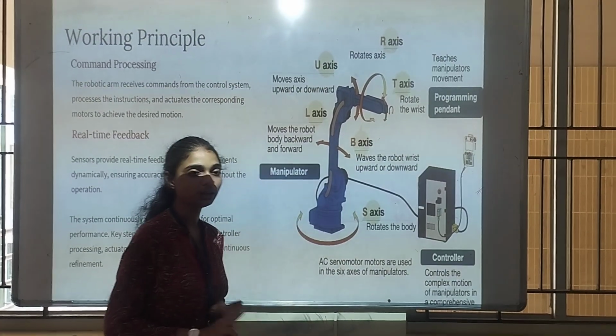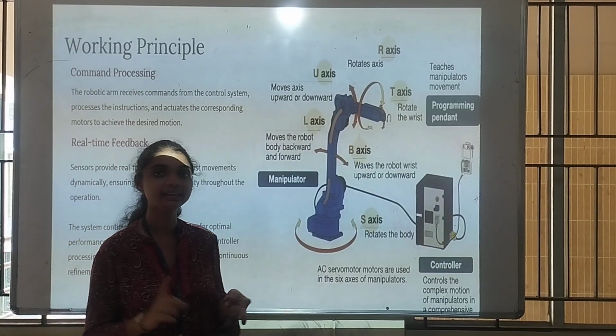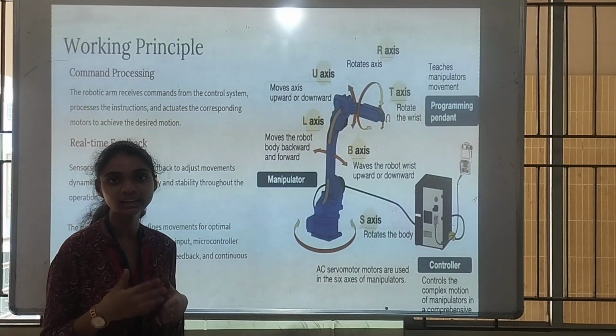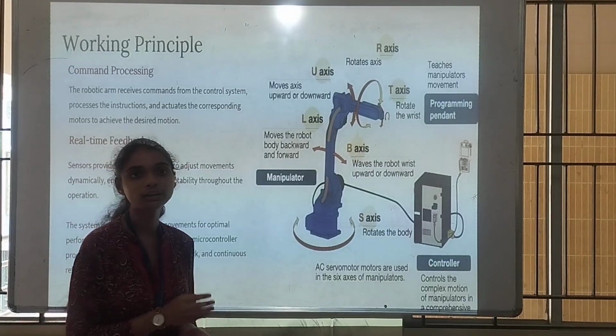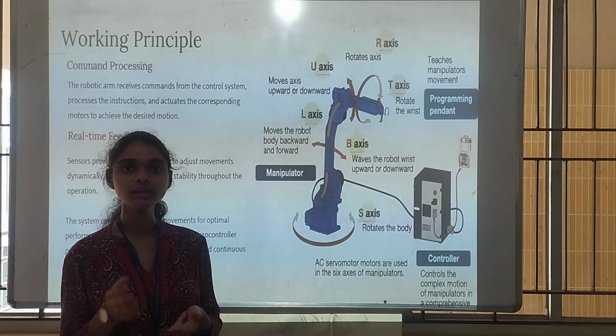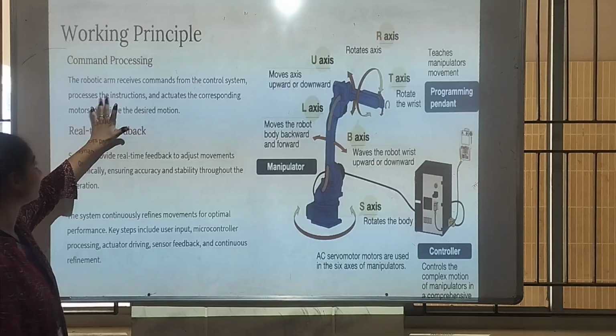Working principle. There are two types of working principle: command process and real-time process. By using the microcontroller, we can command the robotic arm to work in a precise and accurate manner, to avoid manual work and to automate the purpose. That was the first, the command process.